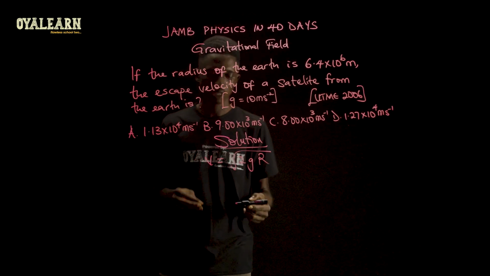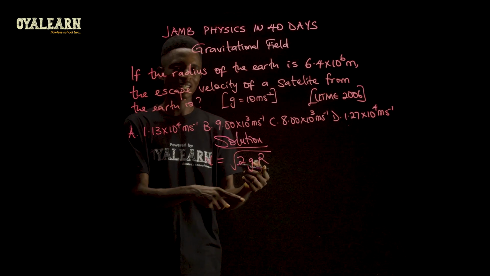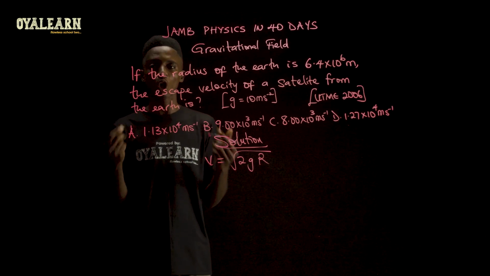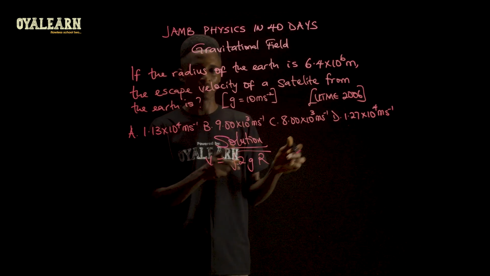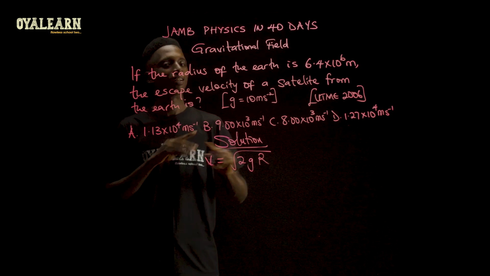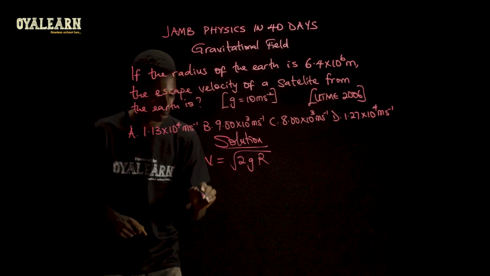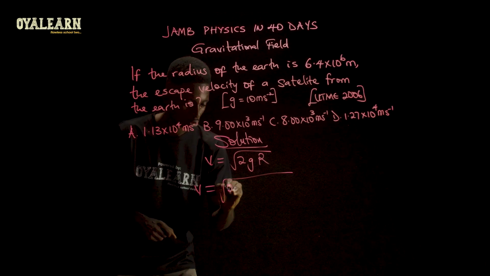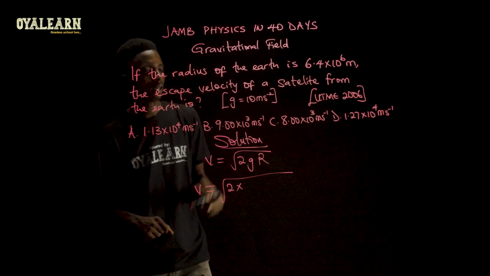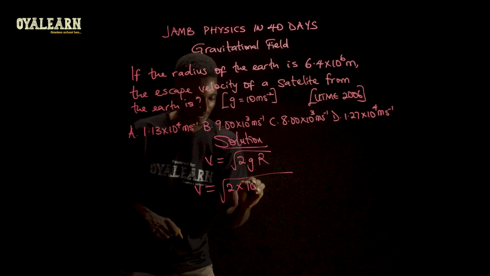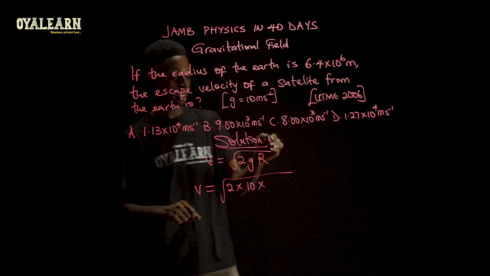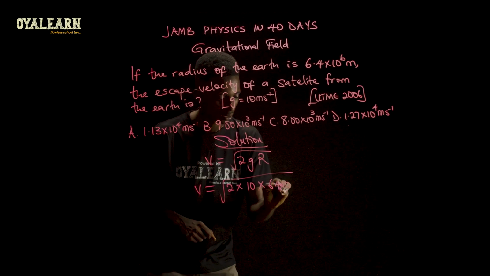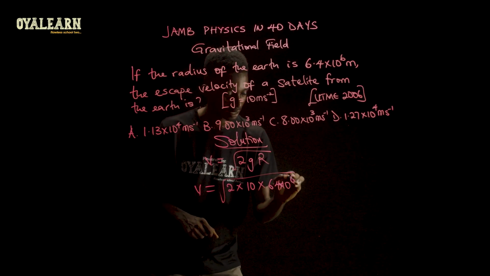Now please take note, when you're writing capital R like this, that is for the radius of the Earth. But when you want to look at the distance between objects, we just use the small letter r. So please, if you see big R, that's the radius of Earth. So let's solve. V therefore becomes the square root of 2 multiplied by gravitational acceleration, that's 10, multiplied by the radius of the Earth, 6.4 times 10 to the power of 6.